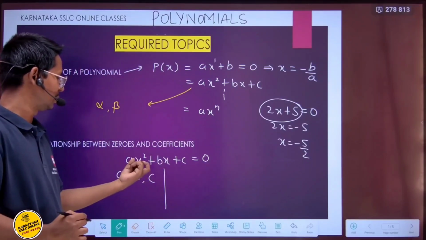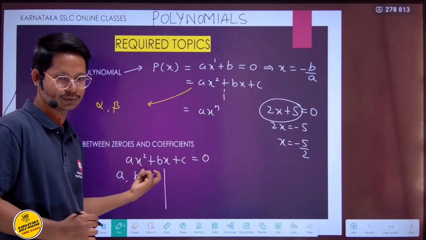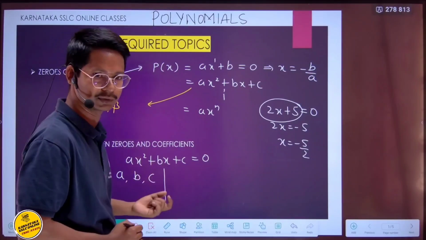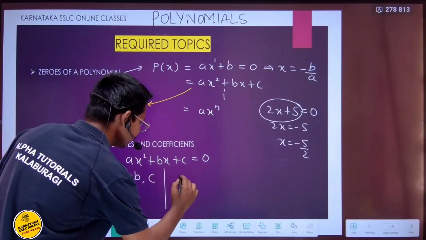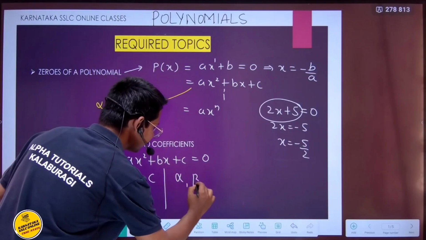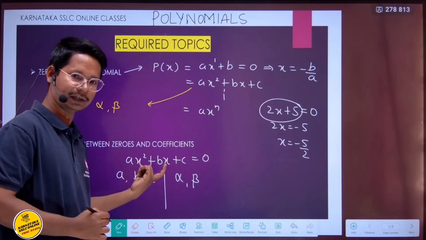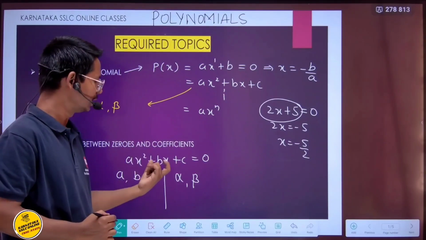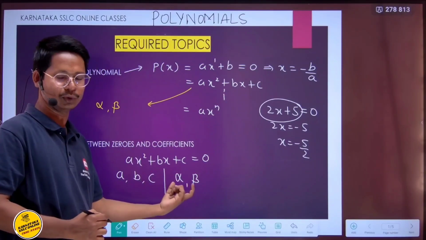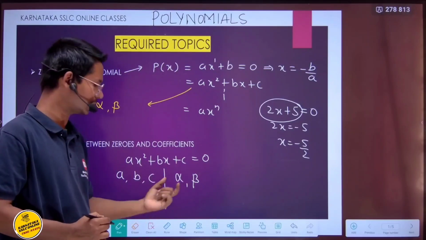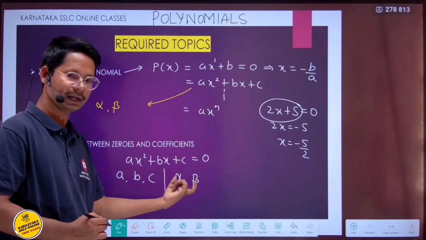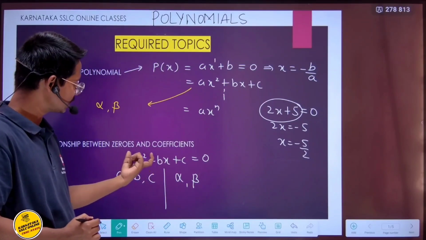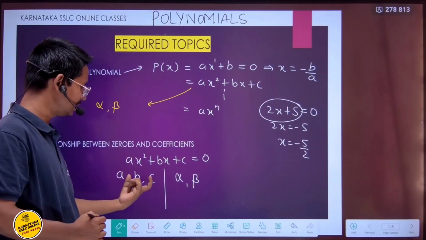Next, I'll find the zeros, nothing but the roots. If I find roots, the roots can be alpha and beta. First I'll find two factors. From each factor I'll get one root. It means I'll get a total of two roots. Roots are also called zeros. So I'm getting two zeros when I solve this by factorization method, and I can also identify the coefficients as a, b, c.